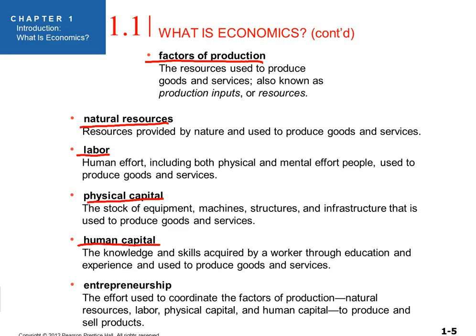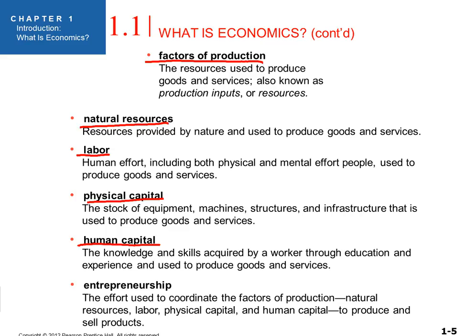The fourth factor of production is human capital, and that's the knowledge and skills acquired by a worker through education and experience and used to produce goods and services. So, for example, you are getting a college education, so you are gaining human capital because you're gaining knowledge and skills. When you go out to your job and you learn more about how to do your job, or you learn a certain skill, or a certain amount of knowledge from your job, that would be gaining human capital.